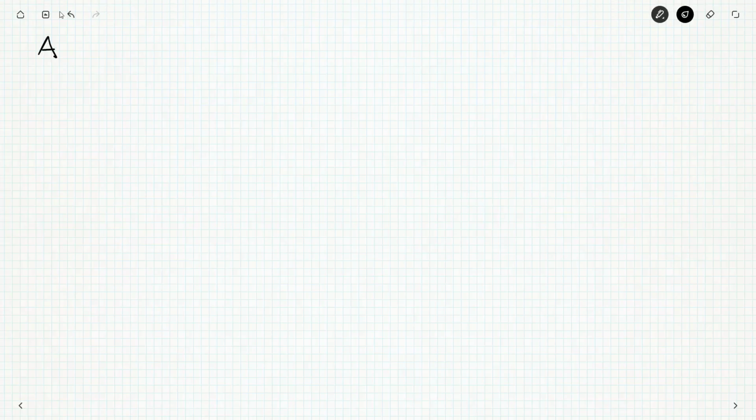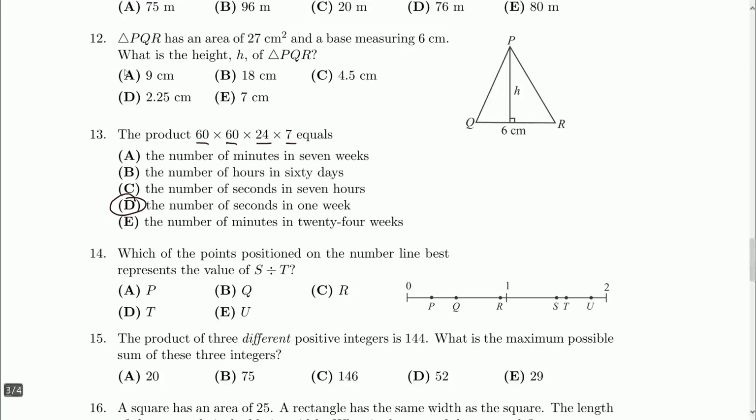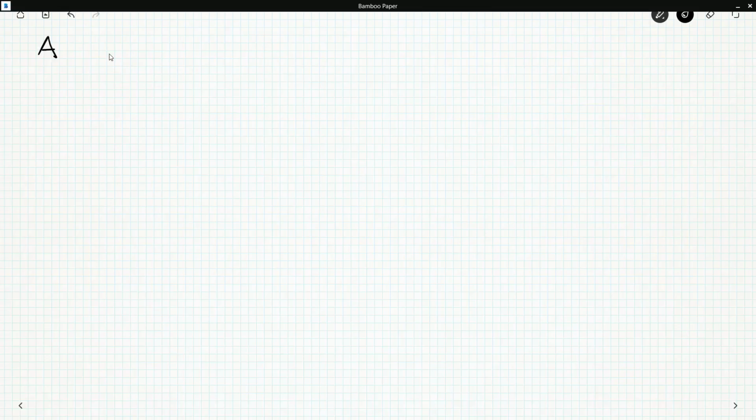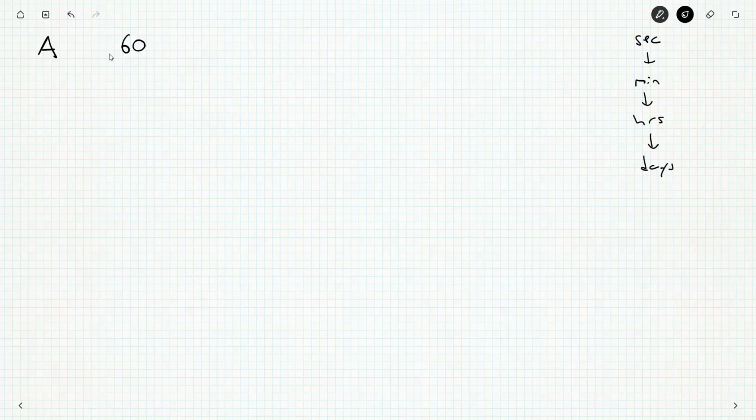So A is minutes in 7 weeks. Okay. Well, it might be a good idea just to remind ourselves, from seconds we build up to minutes, to hours, to days, to weeks. And it's important to be able to make these connections. How many seconds in a minute? Well, there's 60. How many minutes in an hour? 60. 24 hours in a day, 7 days in a week. And already I'm seeing the numbers that I want.